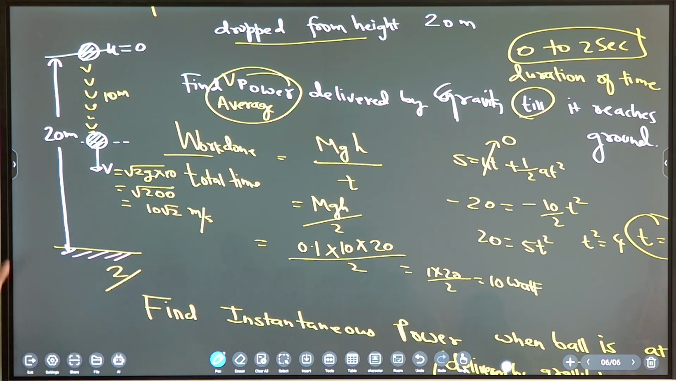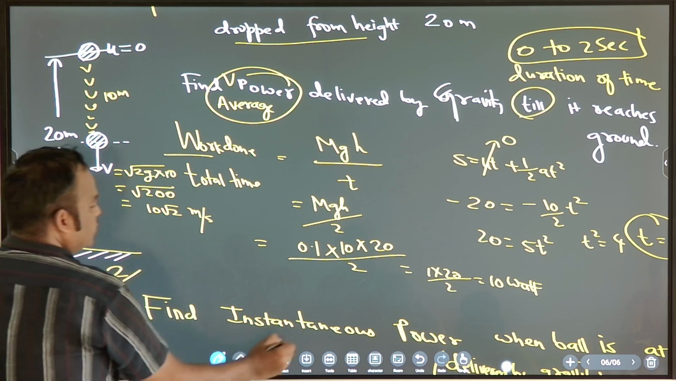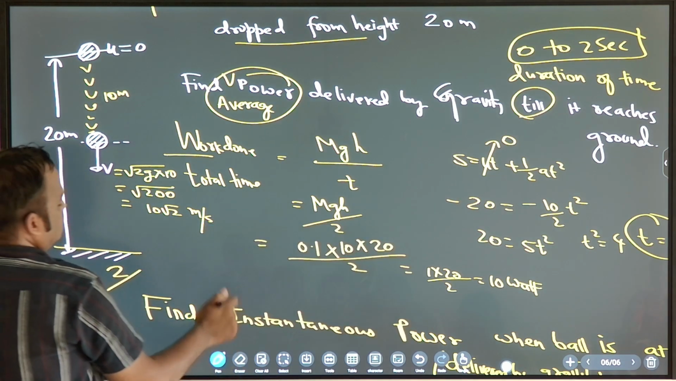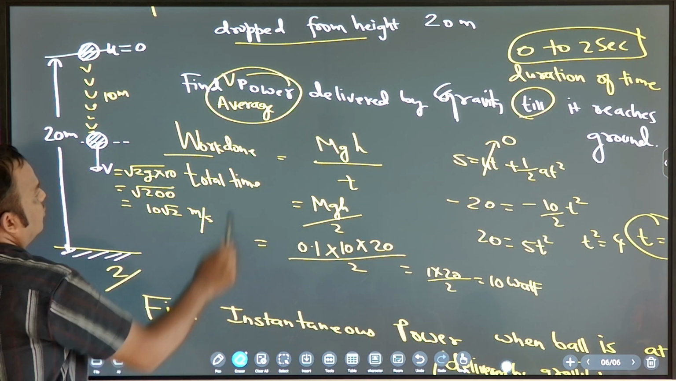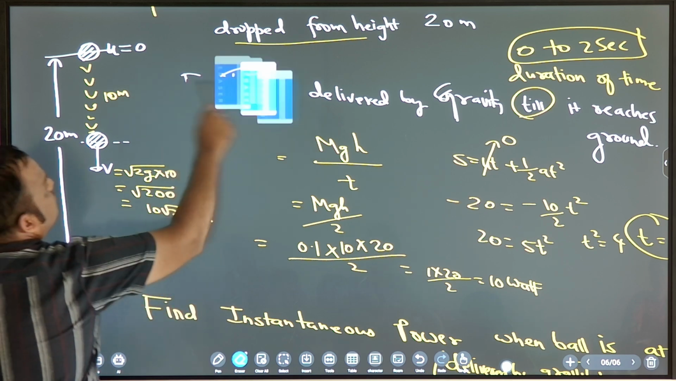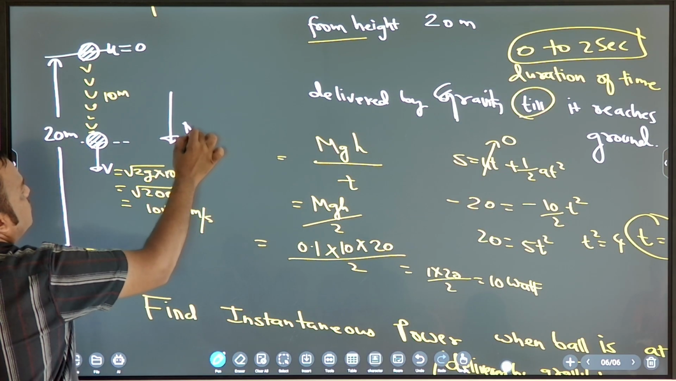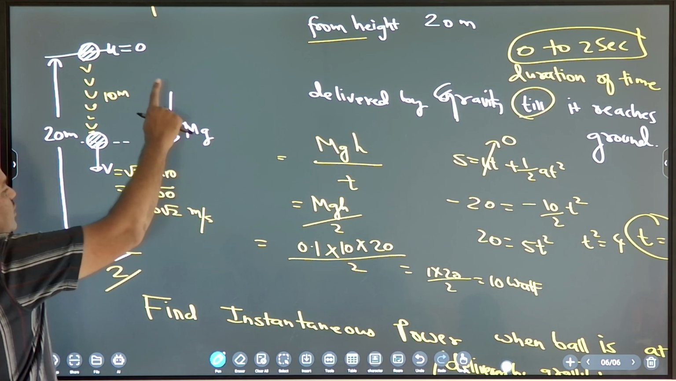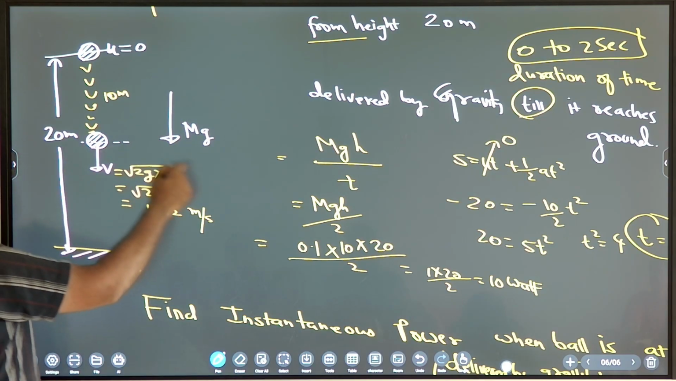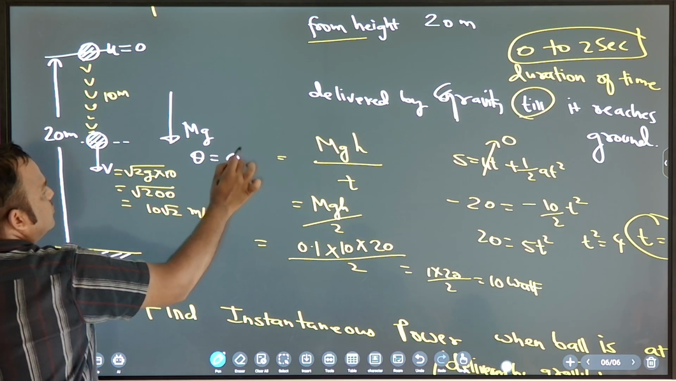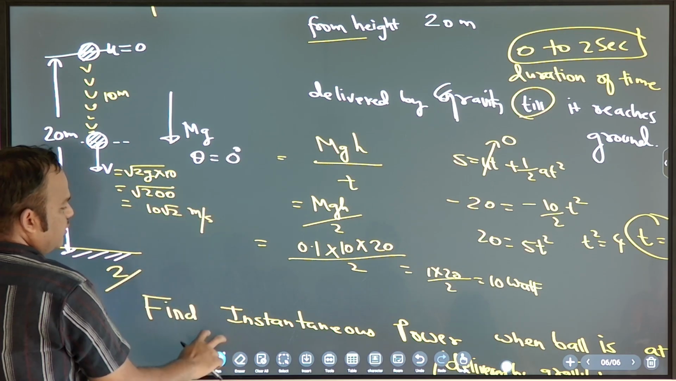So what is the direction of velocity? Downward. And what is the direction of force? Force is also downward, mg. So force is downward, velocity is downward. So what is the angle? Angle is 0. So what is the formula for instantaneous power?